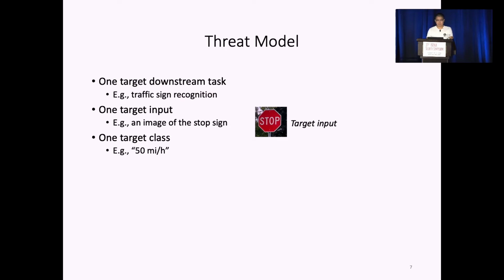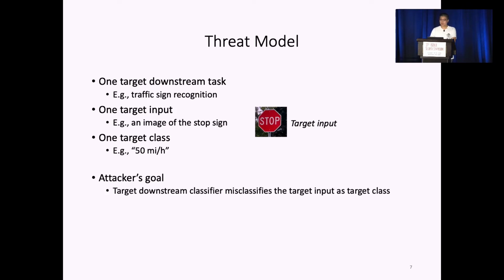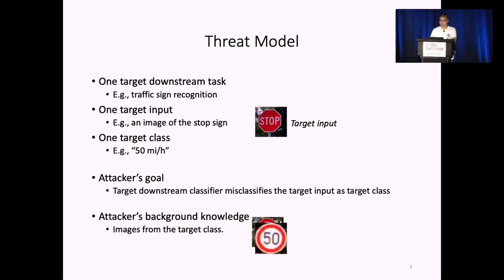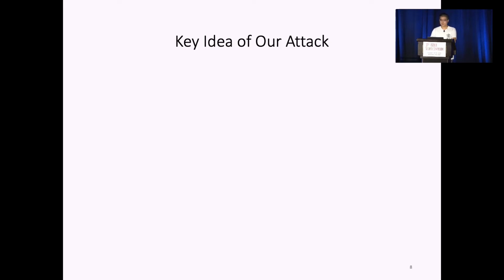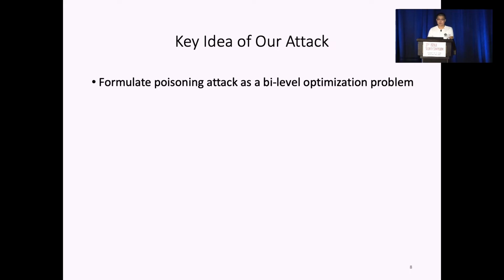More results can be found in our paper, and for the reason of simplicity, we default to use one target downstream task and one target input. The attacker's goal is to make the target downstream classifier misclassify the target input as the target class. And in terms of the attacker's background knowledge, the attacker has access to a few images from the target class, for instance, some speed limit images. We call them reference inputs. The key idea of our attack is that we formulate poisoning attack as a bilevel optimization problem, and then we use a non-iterative heuristic solution to solve that.